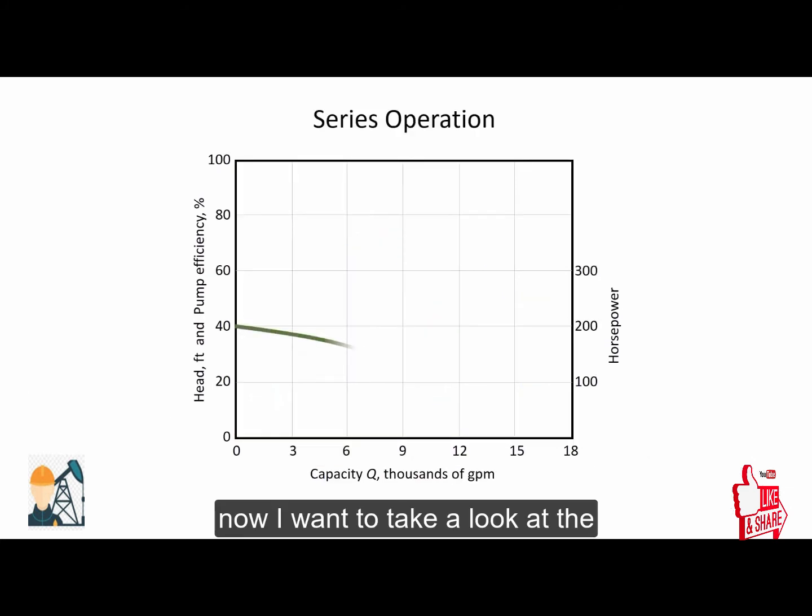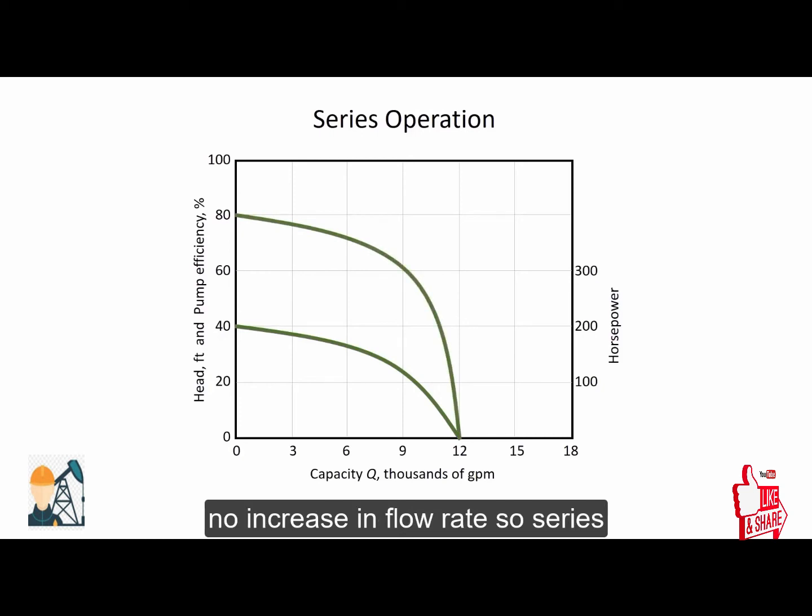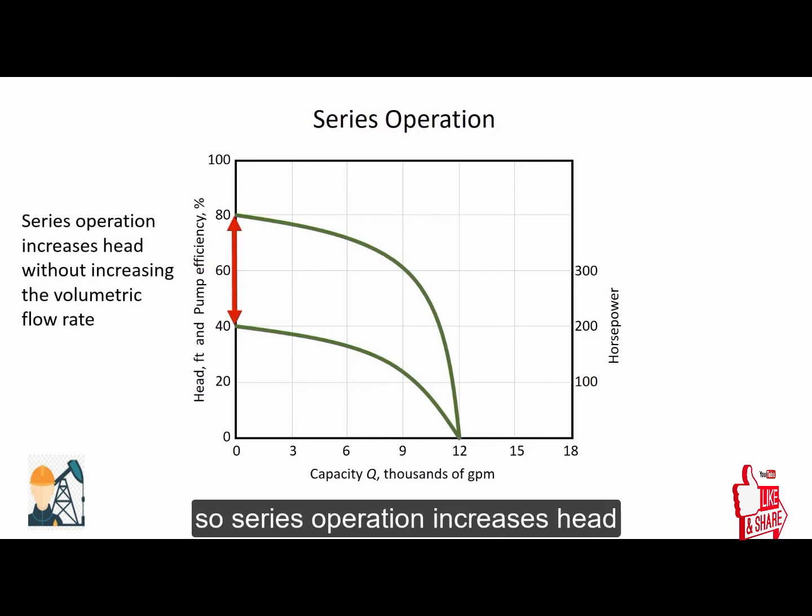Well, now I want to take a look at the difference between series operation and parallel operation. When pumps are in series operation, where one pump discharges into the suction of another, what we see is an increase in head, but no increase in flow rate. So series operation will increase the pressure or increase the head, but it will not increase the volumetric flow rate. And here we can see the difference in head. So series operation increases head without increasing the volumetric flow rate.